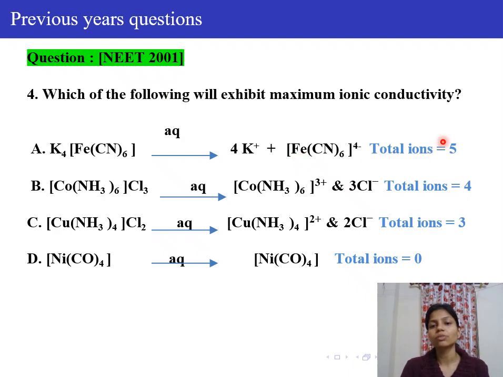Obviously the total number of ions is maximum in the first case, so the ionic conductivity will be maximum for this complex. So the concept is the same. For the first question, how many AgCl will form, and now this one, which will show maximum conductivity, means you have to know how many ionizable ions are there.